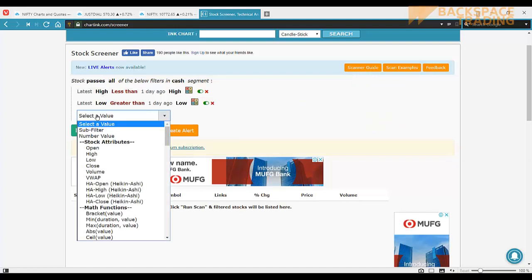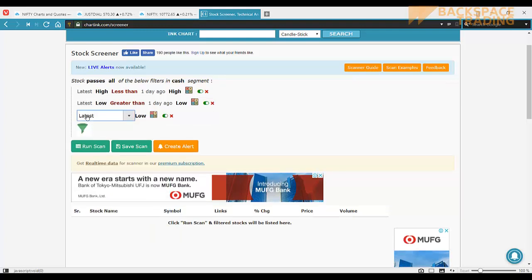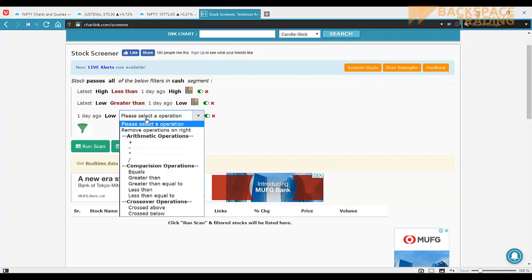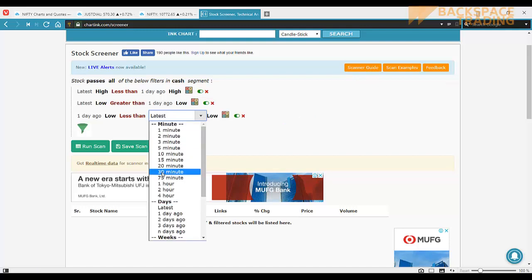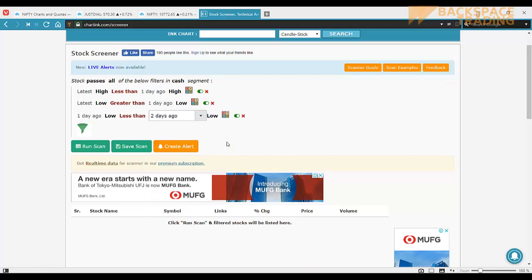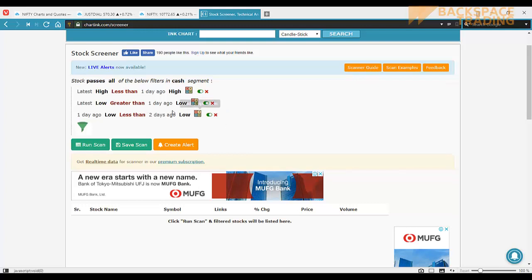Candle number 1 is yesterday's candle, right? So yesterday's low, which is 1 day ago low, is less than the low of the third candle. Now here the latest resembles today's candle. The 1 day ago candle resembles the mother candle. The 2 day ago candle resembles the 3 bar candle. Okay, now we have set up the 3 bar pattern for the sell side.